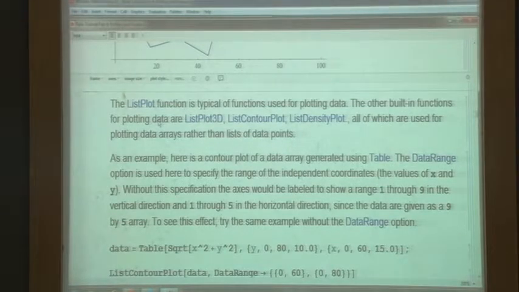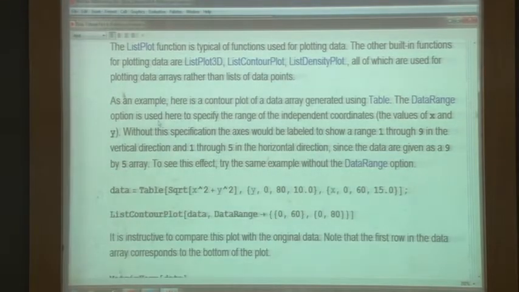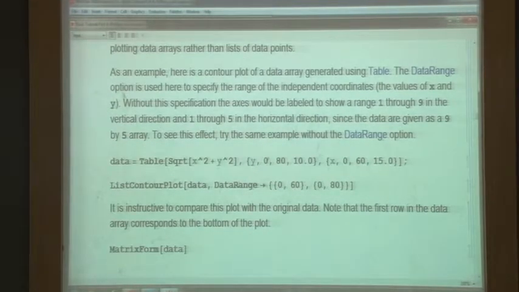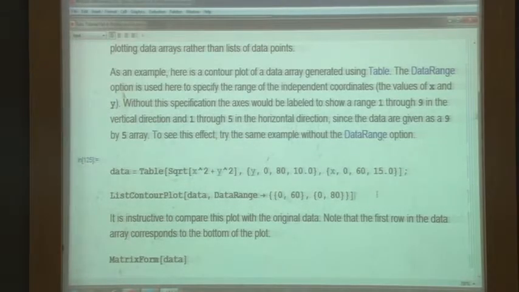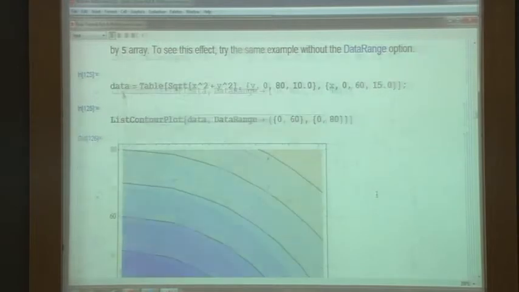Alright, some other examples: list contour plot, list density plot. So here is another example. We use a table to generate the data, and then we create the list contour plot.